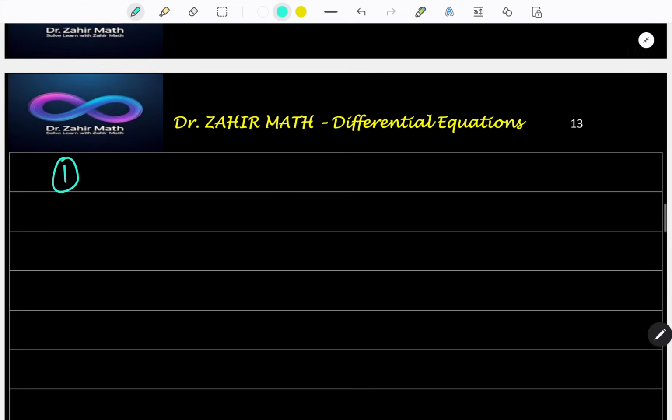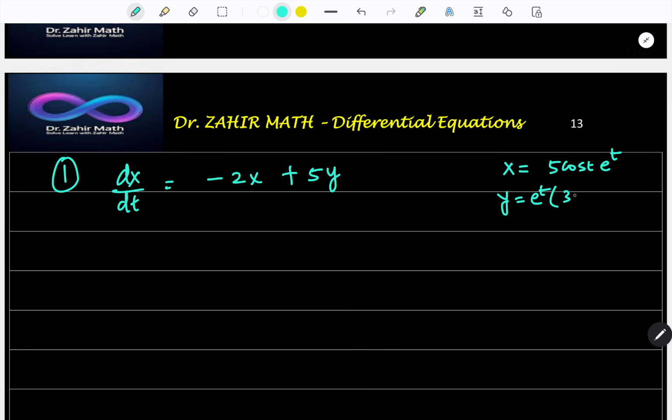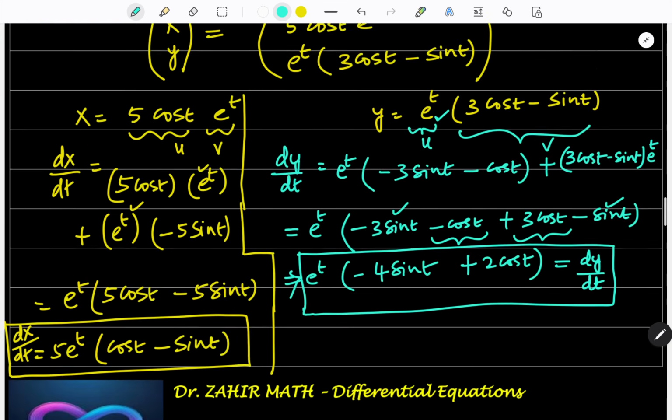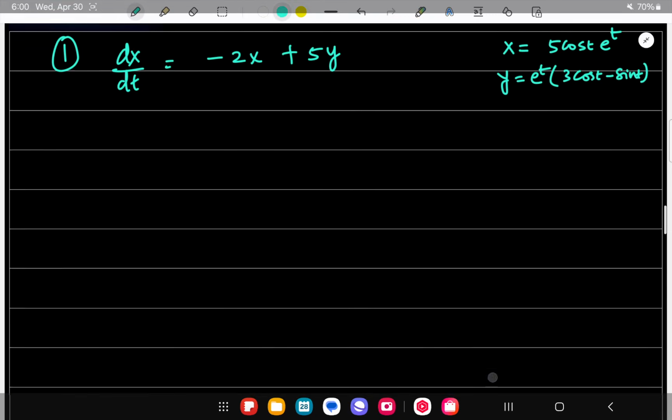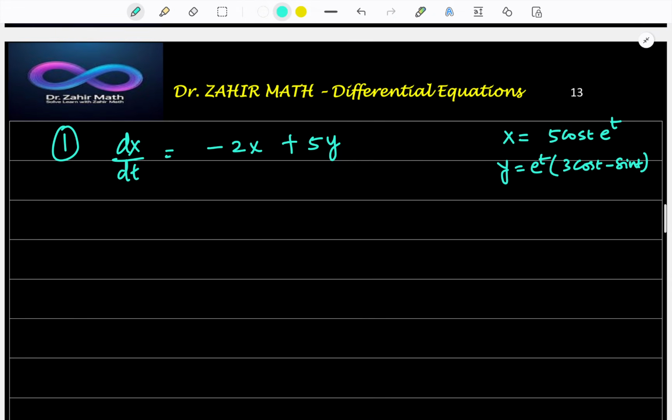The first equation is dx by dt equals minus 2x plus 5y. What is my x? X is equal to 5 cosine t e power t. What is my y? Which is e power t times 3 cosine t minus sine t. Let me check whether these satisfy the equation.